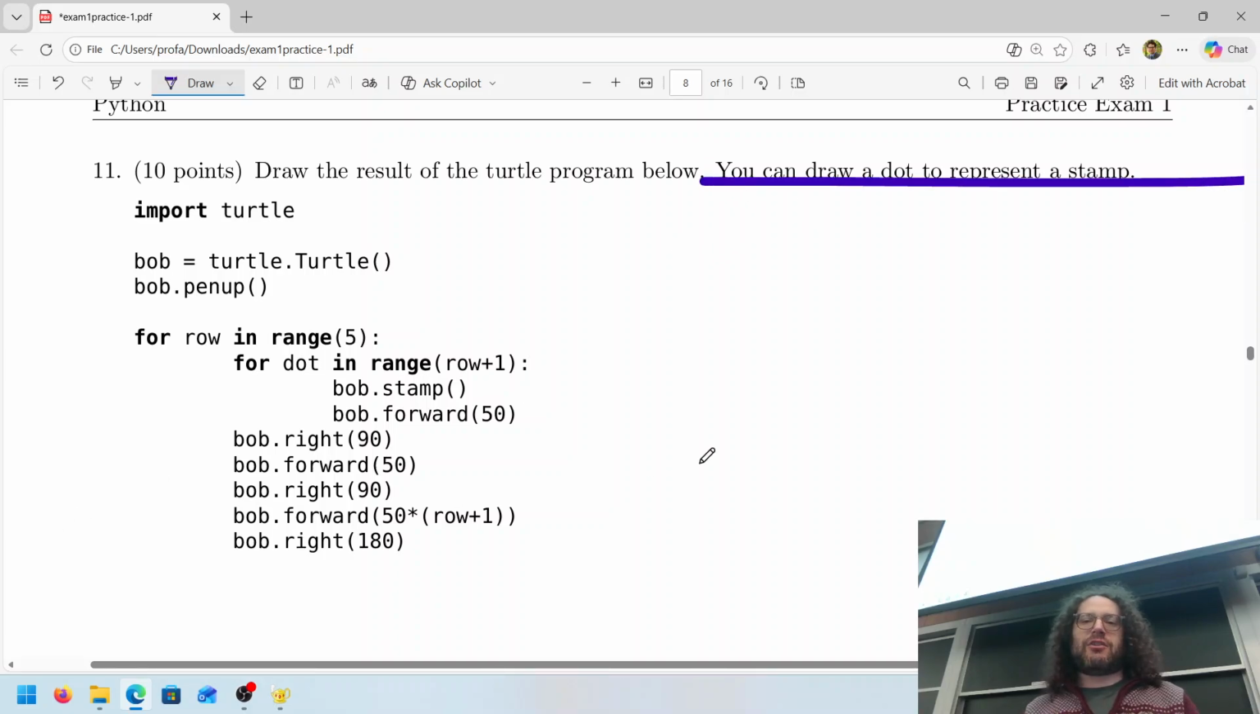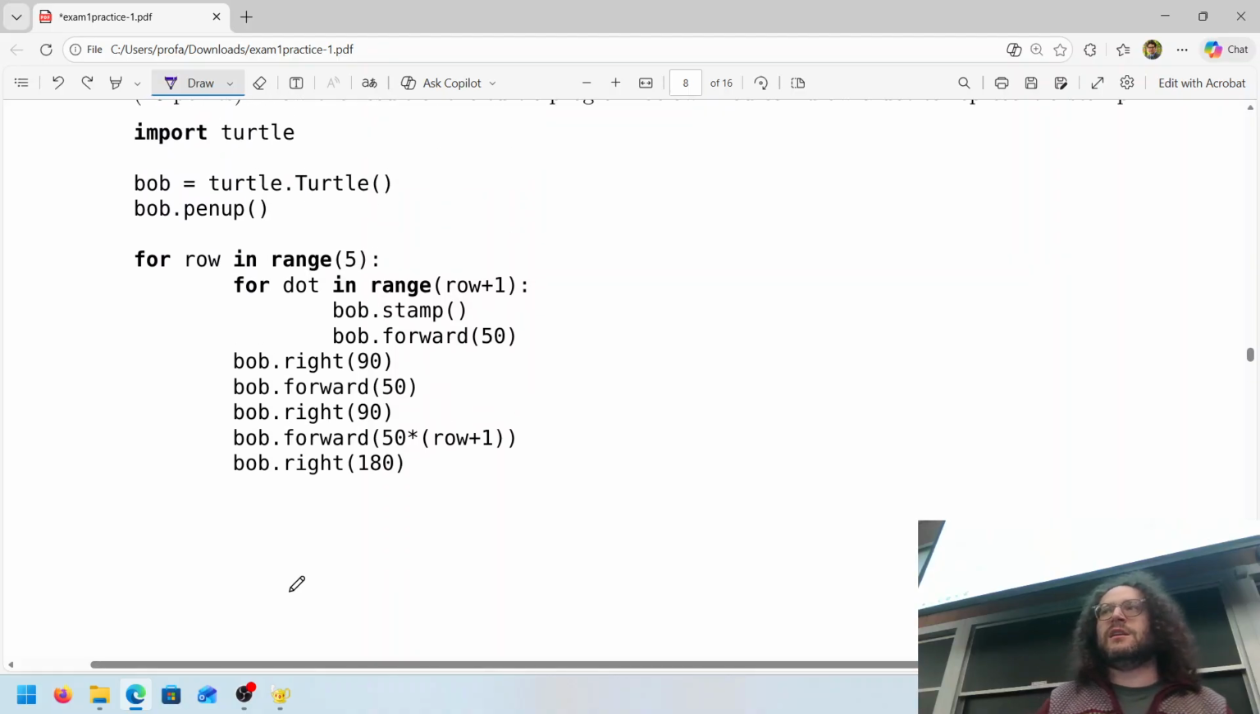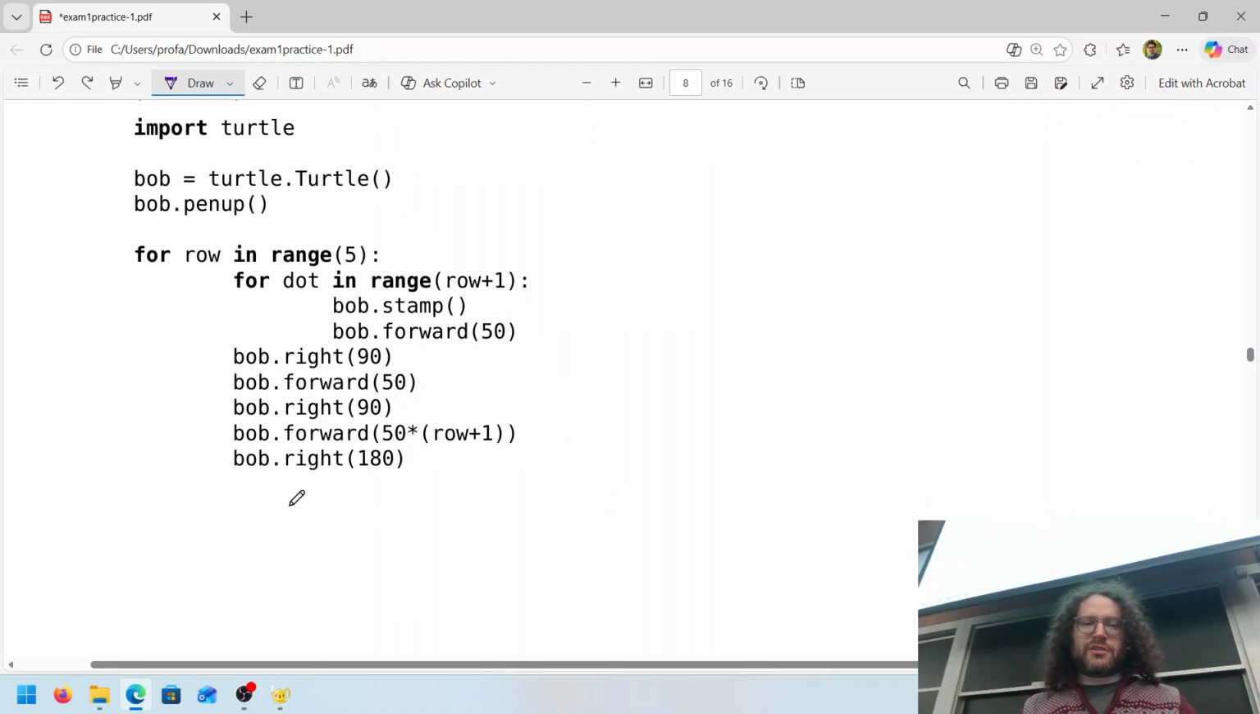And I say you can draw a dot to represent a stamp. So when you see a stamp, I just want you to draw a dot where the turtle is, relatively. And no, I don't have a specific place the turtle starts. You could draw your first dot here, or here, or here, as long as the resulting shape is fine. I'm fairly limited in the types of shapes I can give you, with the angles I'm giving you, and making sure that it's sane. So the turtle is going to be somewhere, and I'll draw a dot wherever I find him.